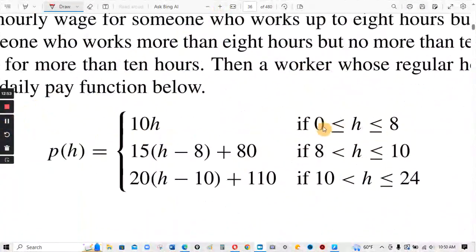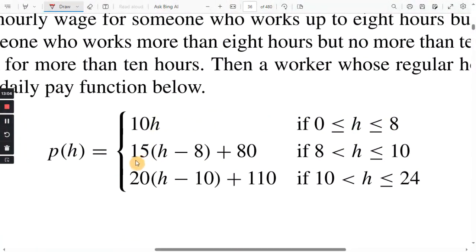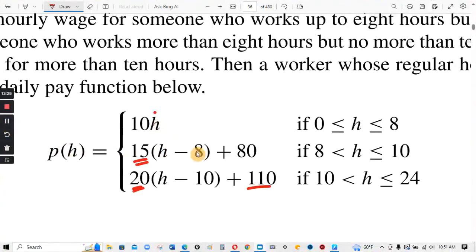All right, so between 0 and 8 hours, H is hours, you get $10 an hour. And then once you get 8 hours, you move up to time and a half, so that's $15 an hour. But they have to subtract the first 8 from this one and add the 80, because if you plug in 8 here, that's 80. Okay, and then if you move up beyond 10 hours, it's $20 an hour. They have to subtract those 10 hours from the other function, but add 110, because you get 80 here, and you would get 30 from these 2 hours at $15 an hour.